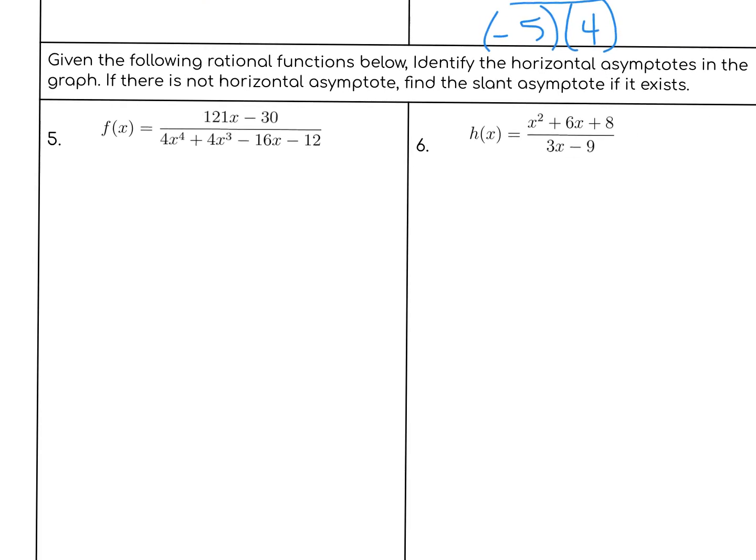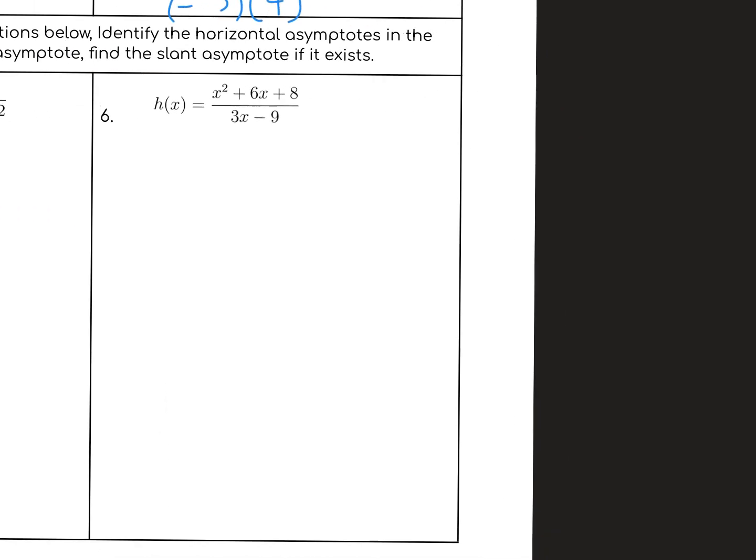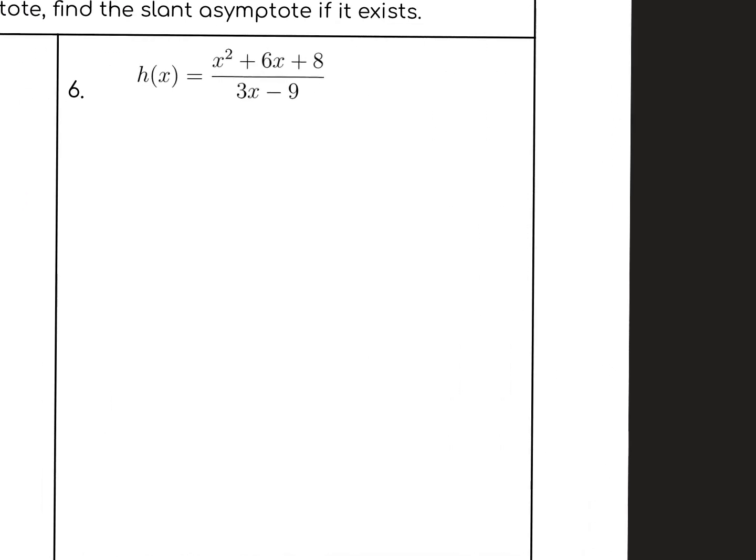If there's not one, find the slant. This one I would look at and I would just say that's a linear thing on top and a quartic on the bottom, so y equals 0 is the horizontal asymptote. That next one does not have a vertical asymptote. That has a slant asymptote because the degree at the top is bigger. So let's go ahead and do the division.